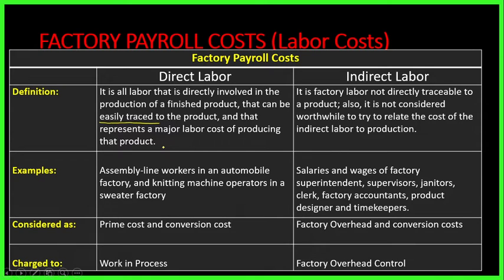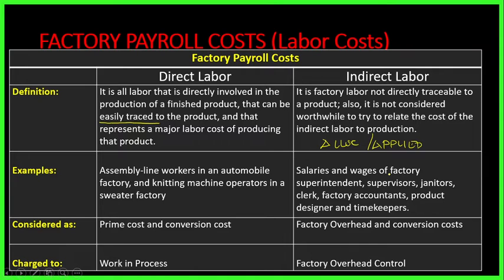Because it is not directly traceable, how do you compute for the cost? Most of the time it is allocated. So let's write that down. This is just a review. For direct labor, it's traceable. For indirect labor, most of the time, this is just allocated or applied. It's not considered worthwhile to try to relate the cost of the indirect labor to production.